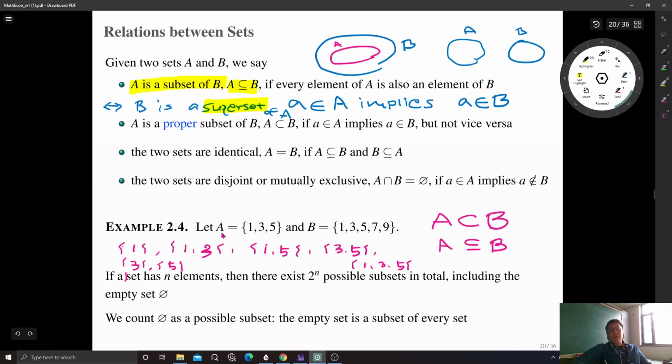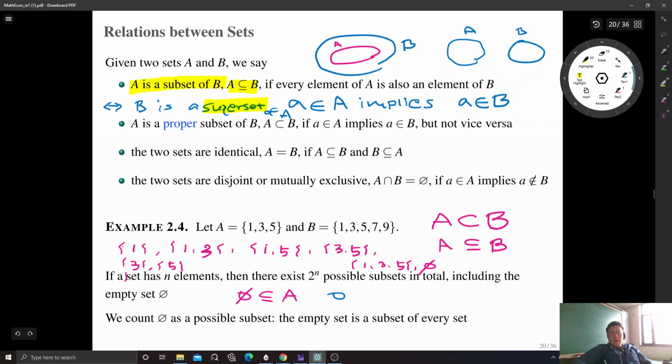The entire set can be thought of as a subset of A, and we count the empty set as a possible subset of any set. So we can write the empty set: this set has no element, but it is a subset of A. So the empty set is a subset of every set, and this statement is true as well.